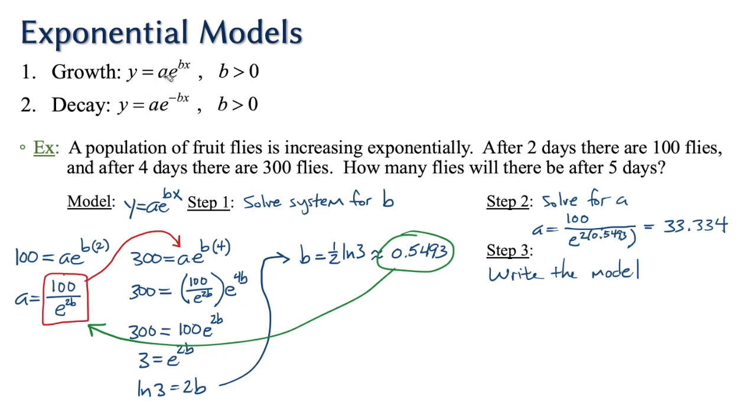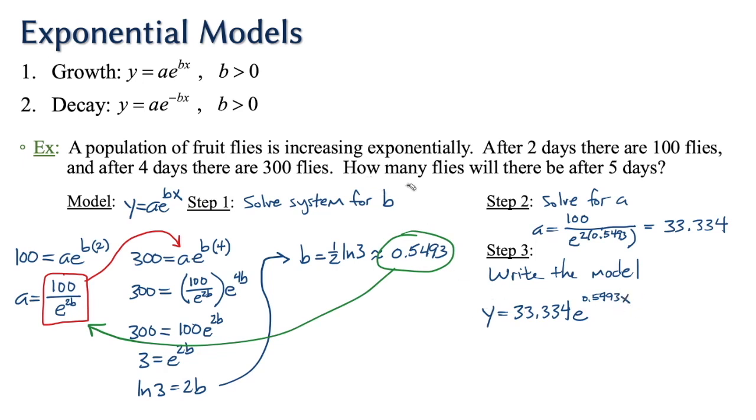So remember, our goal is to come up with something that looks like this once we figure out A and B. And when you write the model, you should have the variables of X and Y, where X is however many days have passed and Y would be the population of fruit flies. So if we put all these pieces together, the model is going to be Y equals our A value, 33.334, times E raised to the B value, which was 0.5493 times our X. So this model right here is something we can use to finally answer our question, because we have our X here, that's the number of days, and our Y is the number of flies.